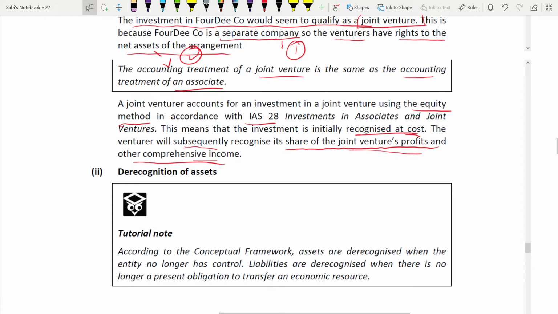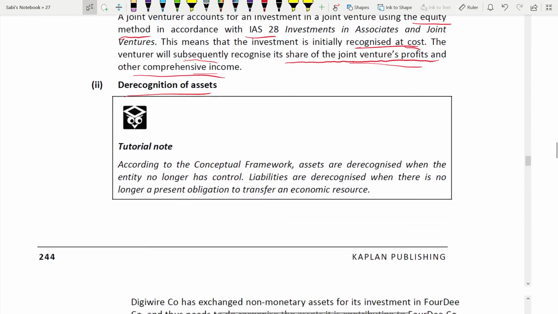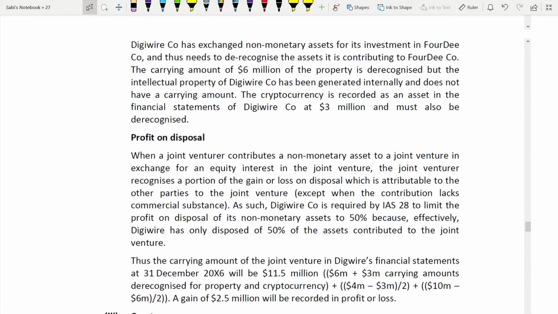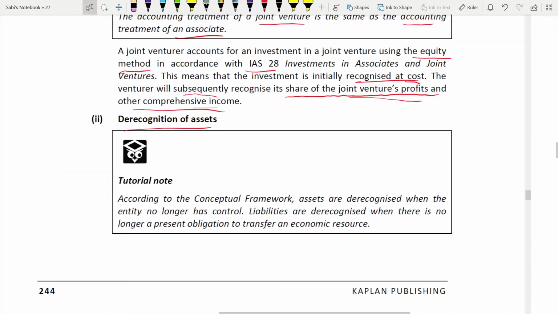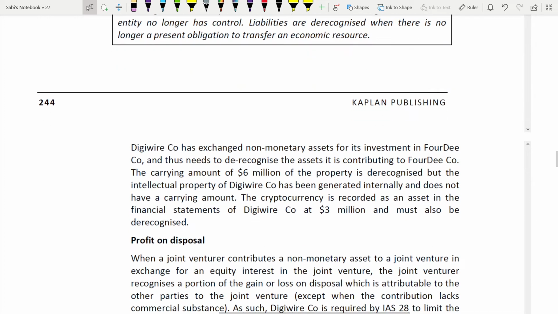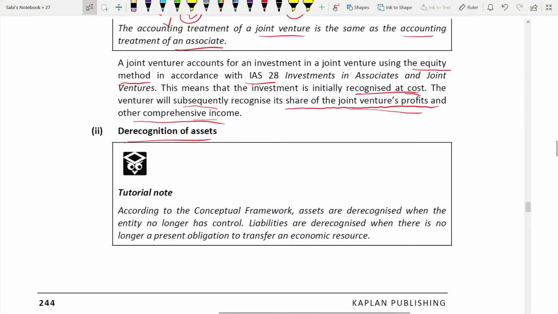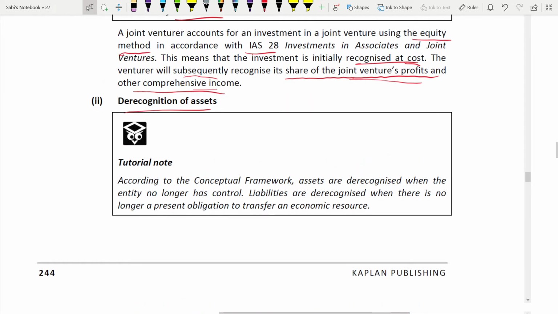Coming to the derecognition of an asset. Okay, same paragraph. They told derecognition and also what is the profit on that disposal of that asset. But before that, derecognition of an asset.